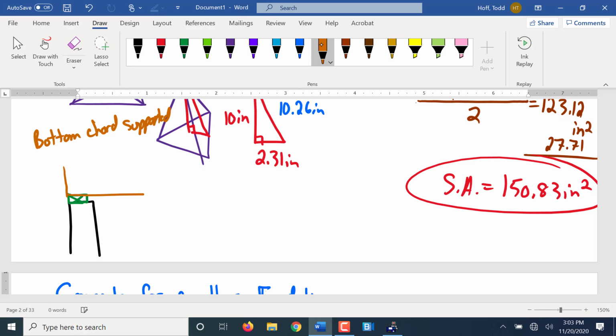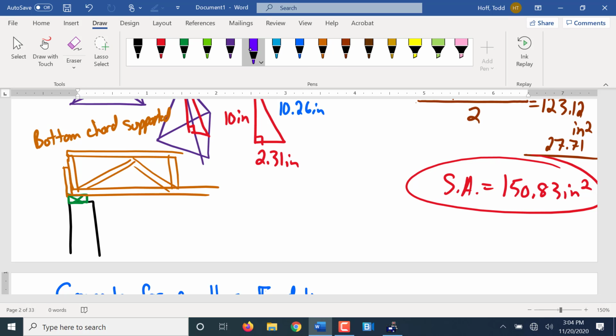Is pretty much just a rectangle. It'll look something like this. It sits on top of the wall. The bottom cord, the bottom of the truss, sits on top of the wall. By the way, this little notch here is so you can put a 2x4 or a 2x6 straight down the wall to hold them all together to keep them straight. Top cord supported.